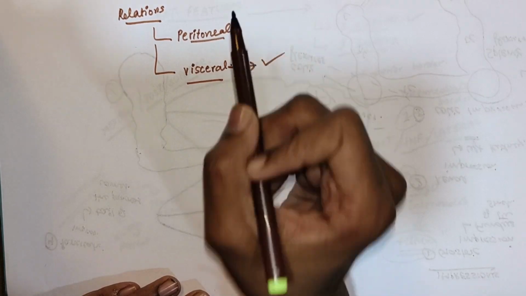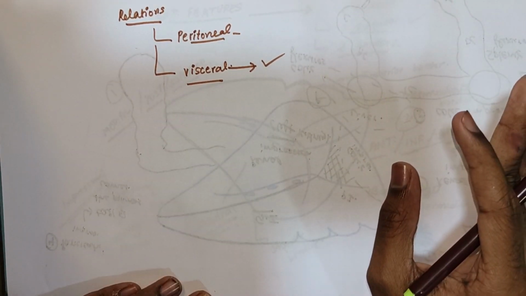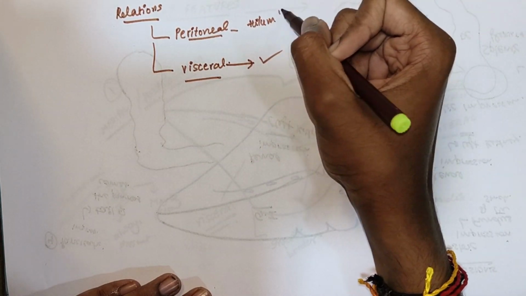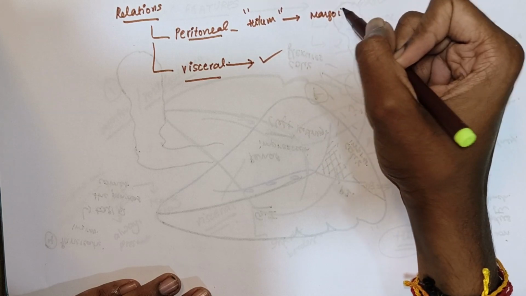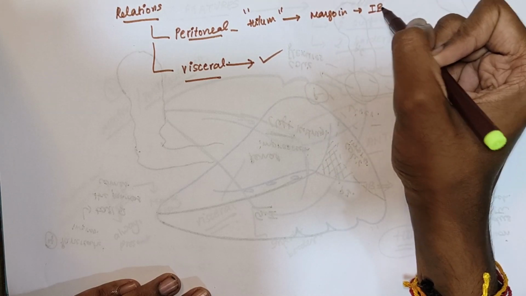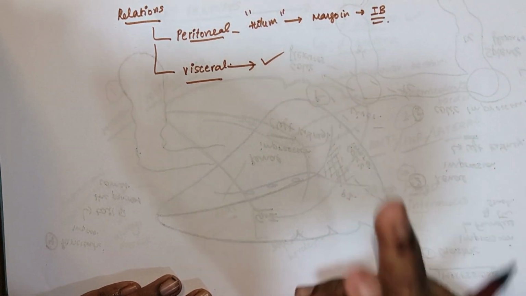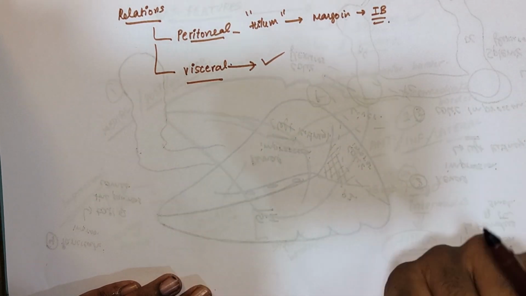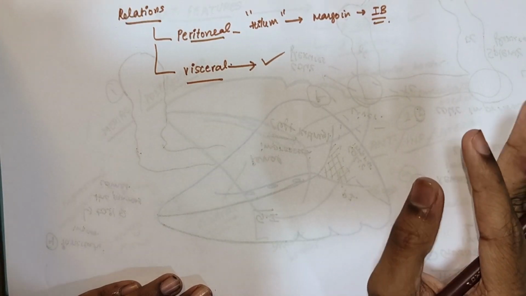We're talking about peritoneal relations. The spleen is basically covered by peritoneum everywhere except at the hilum, which corresponds to the margo intermedia or the intermediate border. Now, from the hilum, there are two peritoneal folds which extend, one to the stomach and one to the left kidney, and they are known as the gastrosplenic and the lienorenal ligament respectively.